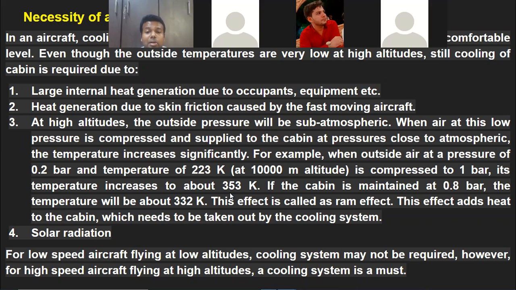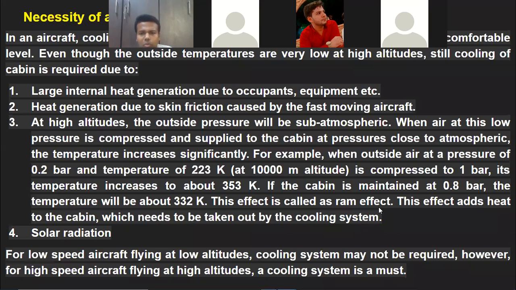And what happens if the cabin is maintained at 0.8 bar? The temperature will be about 332 Kelvin. If you supply this 353 to the cabin, which is maintained at 0.8 bar, the temperature will be about 332 Kelvin. And this effect is called the ram effect.